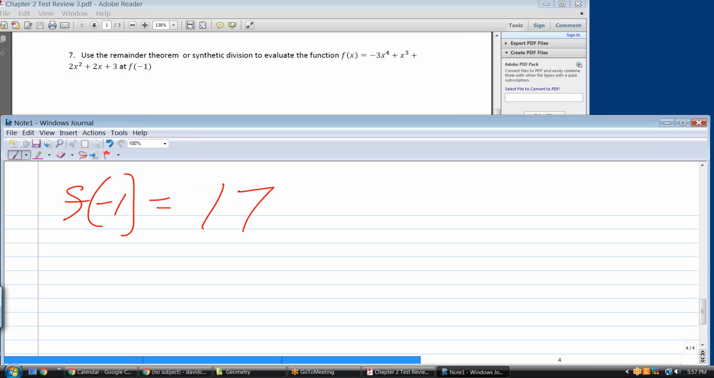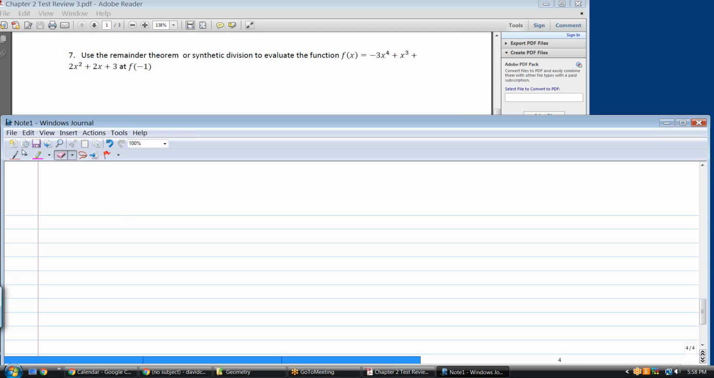Now, it didn't ask for what f of minus 1 was, so we probably don't want to do it that way. It actually specifically requested that you use the remainder theorem or synthetic division to evaluate the function. If they want an answer for f of minus 1, I would plug it in. That's the easiest way to do it, and you come up with a number.